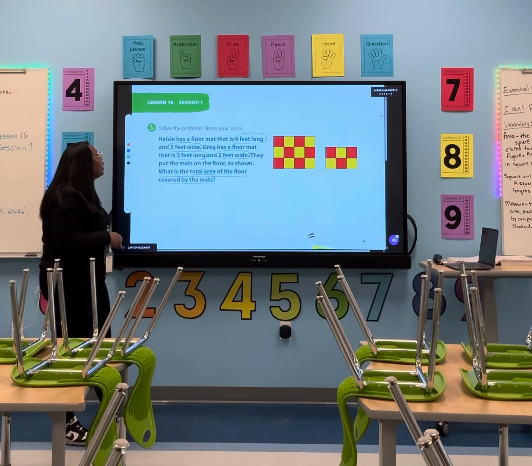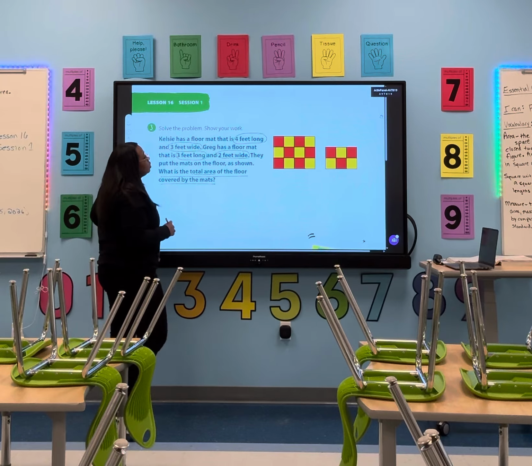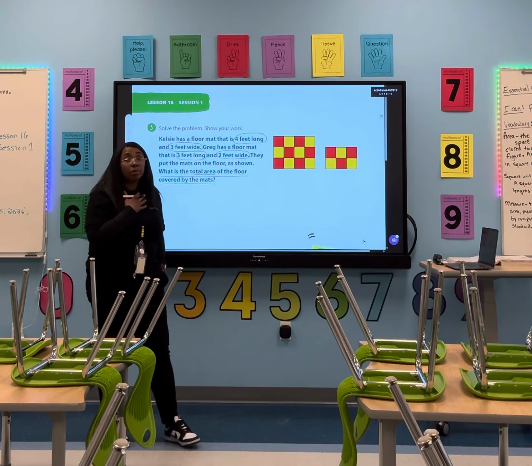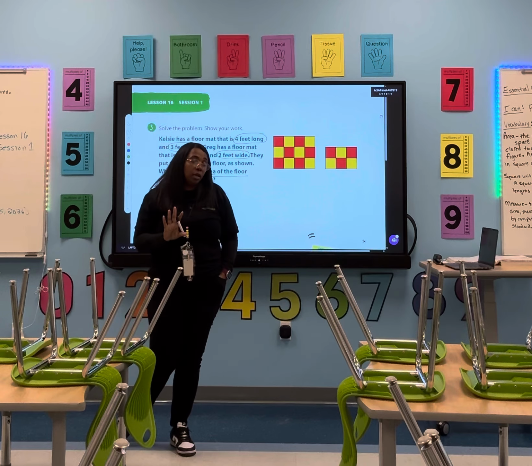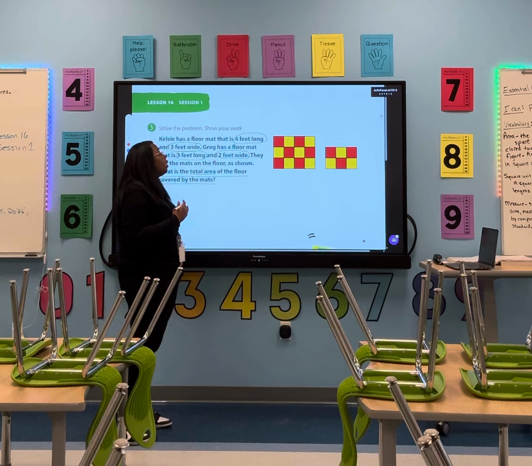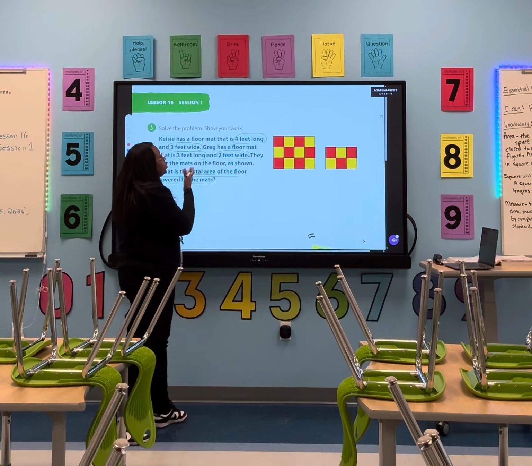Kelsey has a floor mat that is 4 feet long. So when I look at this, I'm looking at my mats because Ms. Newman loves to label. And I love to label things, and I want to label Kelsey's mat because I want to know which one belongs to her. So I'm going to look at what they gave me. They told me it was 4 feet long.